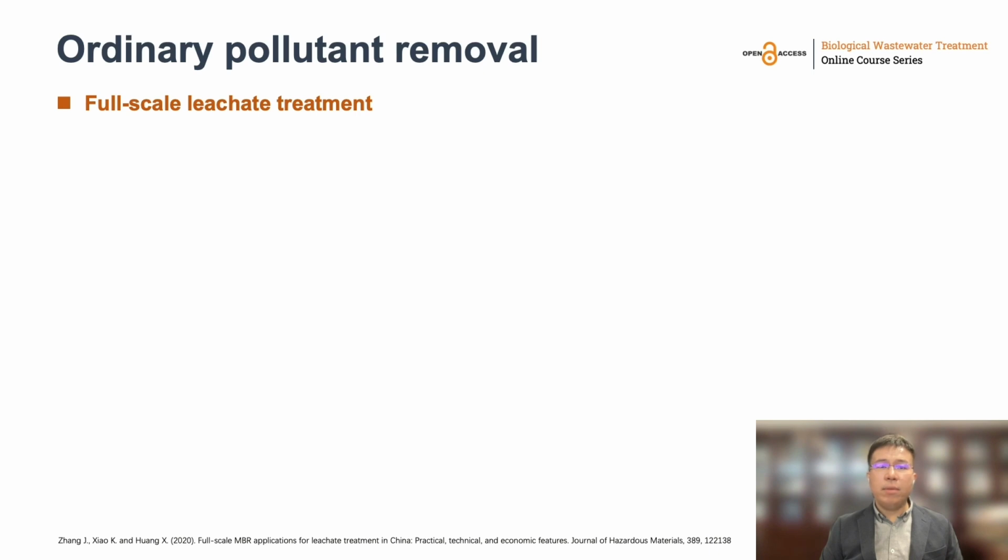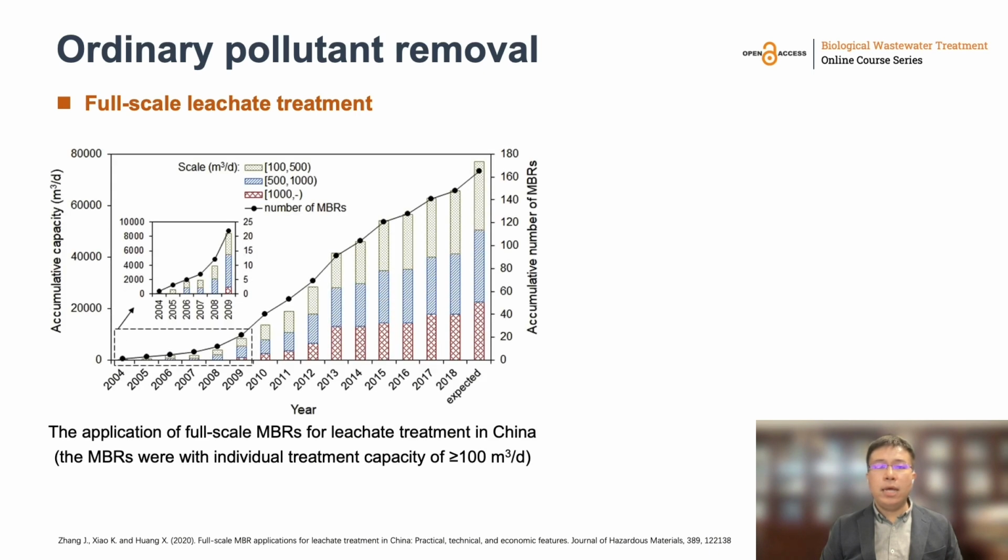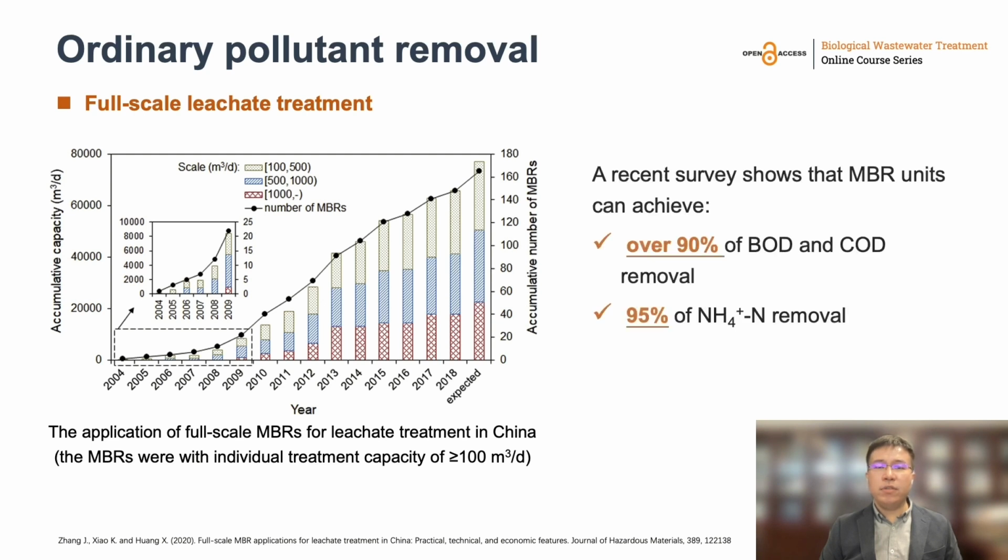MBR has even been applied for full-scale leachate treatment. As we can see in this figure, the capacity of full-scale MBRs for leachate treatment in China has been increasing, and a recent survey shows that the MBR units can achieve more than 90% of BOD and COD removal and over 95% of ammonia nitrogen removal. Further research and development are definitely worthwhile.